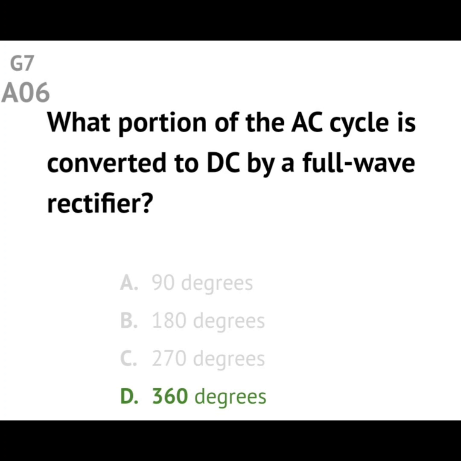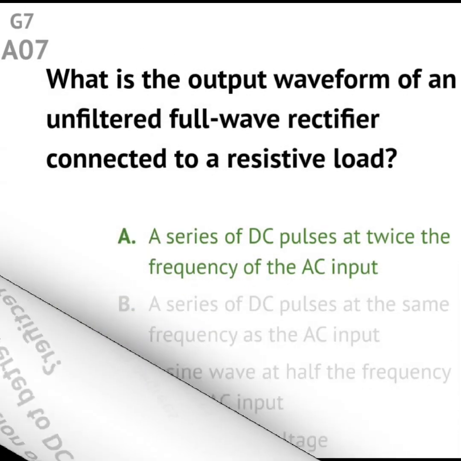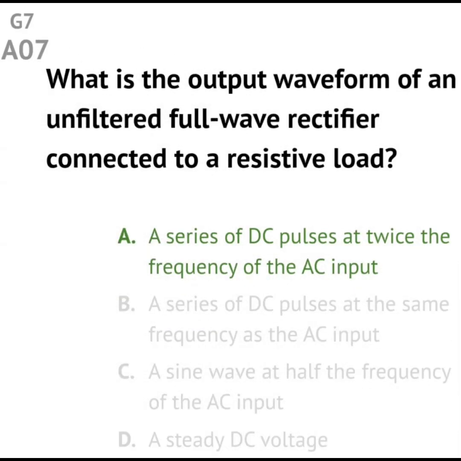Question G7A06. What portion of the AC cycle is converted to DC by a full-wave rectifier? Answer. 360 degrees. Question G7A07. What is the output waveform of an unfiltered full-wave rectifier connected to a resistive load? Answer. A series of DC pulses at twice the frequency of the AC input.